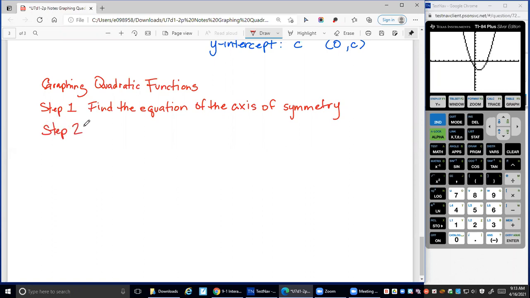Step 2. We want to find the vertex. Okay. And if you don't remember from the first lesson, vertex is either the maximum or the minimum value. It's the very, very bottom or the very, very top, depending. Okay. And determine whether it's a maximum or minimum.